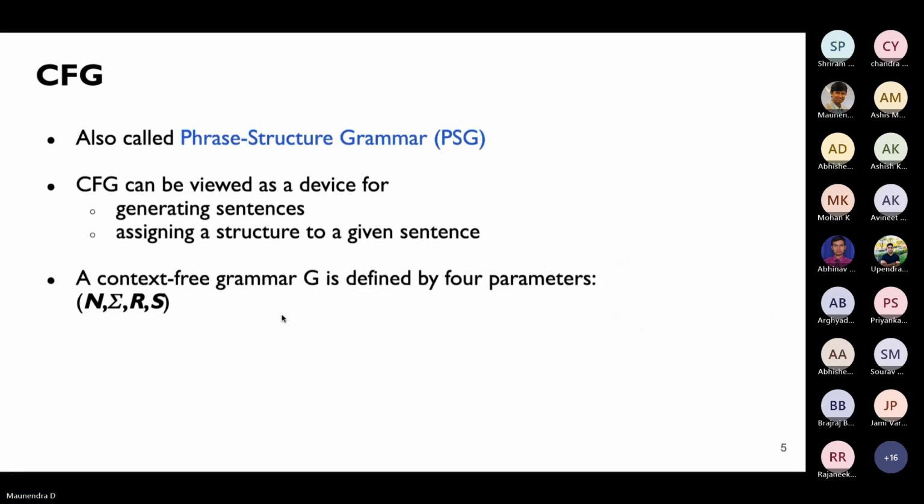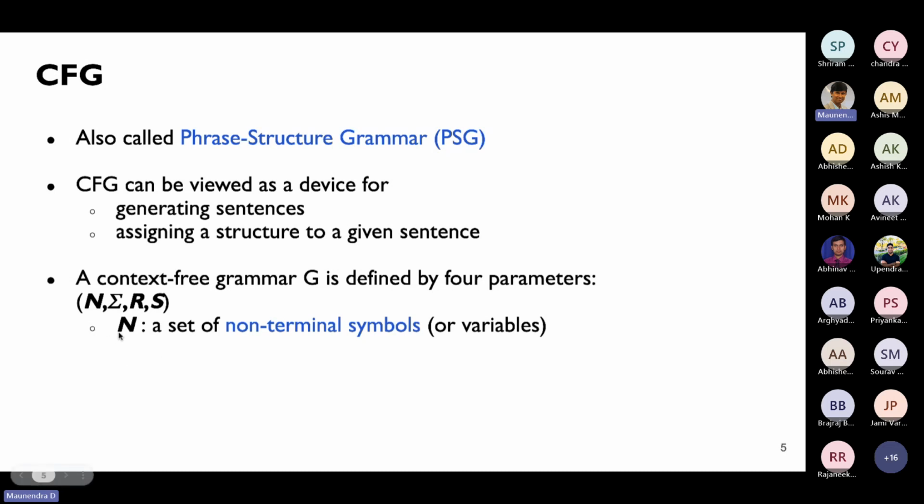So CFG can be viewed as a device for generating sentences, and it can also be used for assigning a structure to a given sentence. Context-free grammar, I think people who have a computer science background may have some idea about, or may have gone through the topic of context-free grammar as part of a compiler course. Essentially, a context-free grammar is defined by 4 parameters: N, sigma, R, and S. And what do they mean? N is a set of non-terminal symbols.